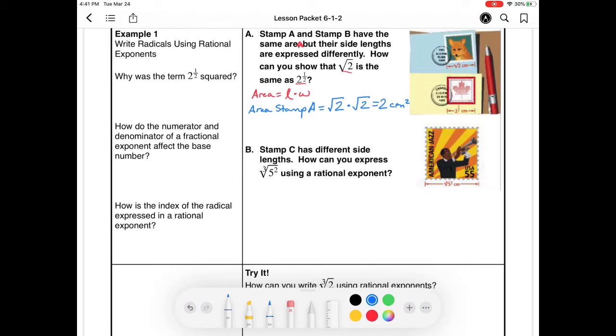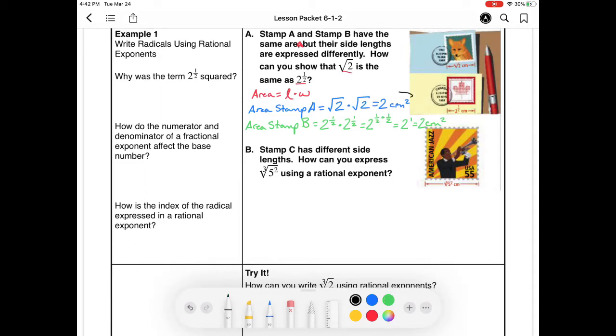All right, for the area of stamp B, we're going to do the length, 2 to the 1/2 power centimeters, times the width, 2 to the 1/2 power centimeters. Now we're multiplying the same base number with exponents together. So that's going to be our product of powers property. So we are going to add the powers together. So we have 2 to the 1/2 plus 1/2 power, which gives us 2 to the 1 whole power, which is equal to just 2. And again, our units are centimeters squared.